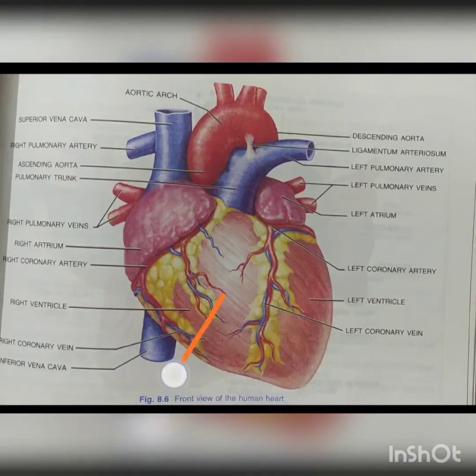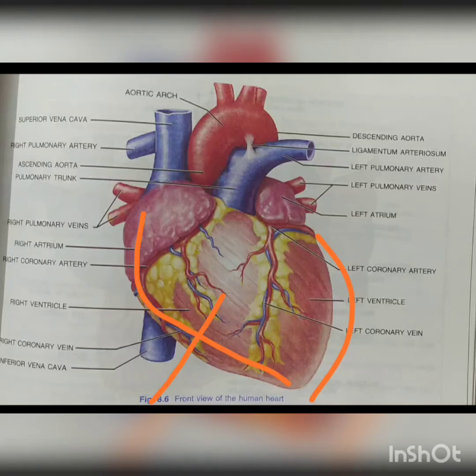The human heart is a muscular organ which is somewhat conical in shape. It is located between the two lungs in the thoracic cavity. An adult human heart is about 12 cm in length and 9 cm in breadth.